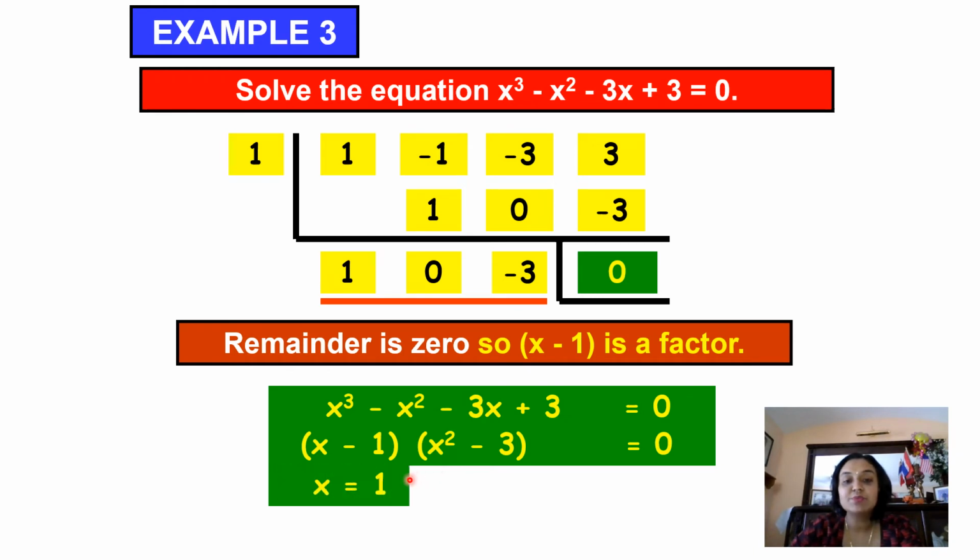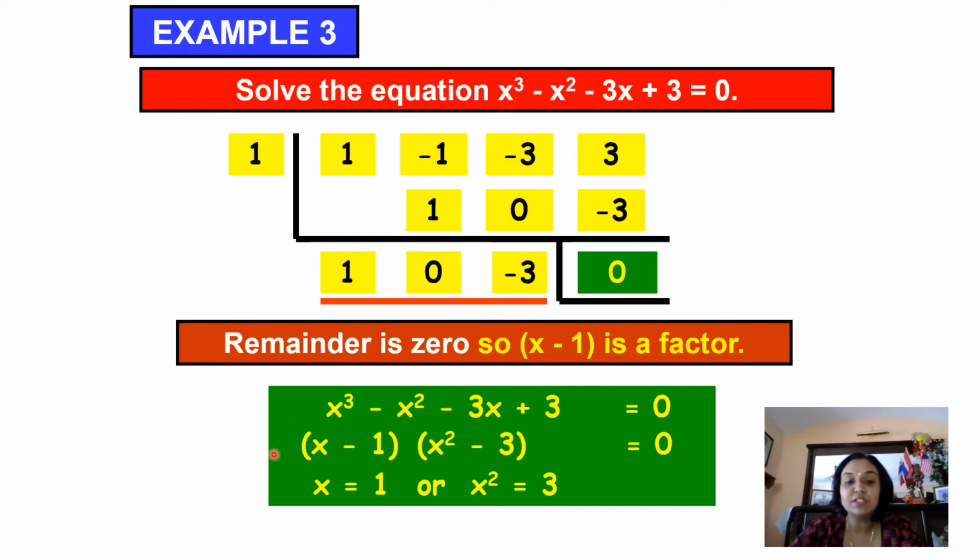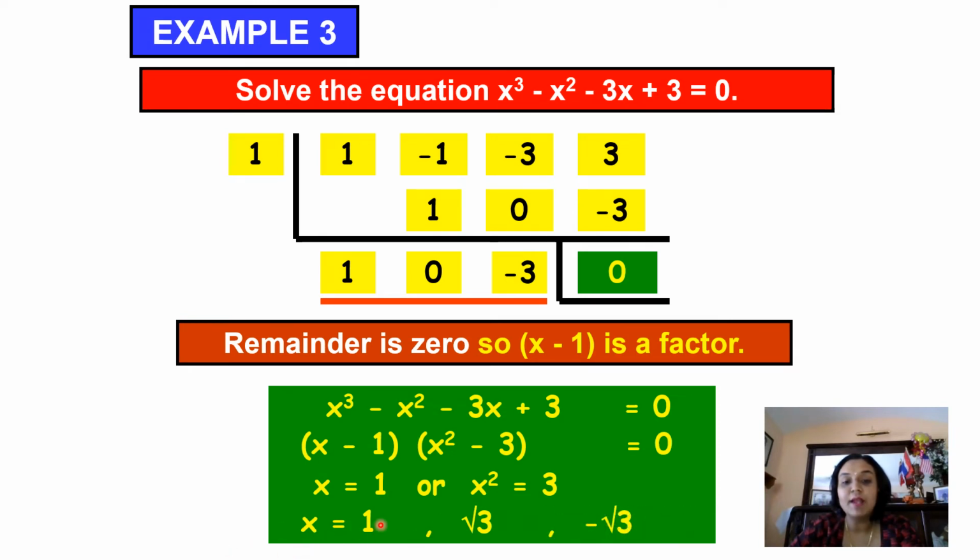Okay, so next what you have to do is actually factorize and solve each of it, because we need to solve the polynomial equation. So x will be 1, x squared minus 3 equals 0, so x squared is 3. So in this case, x is 1, root 3, and also negative root 3. So these three will be the solutions for this polynomial.